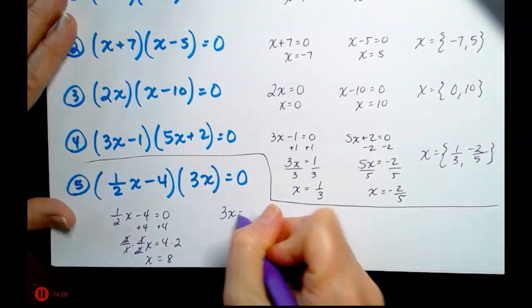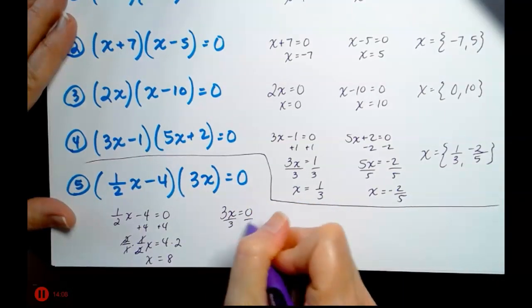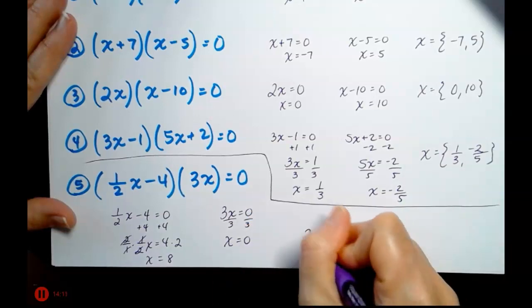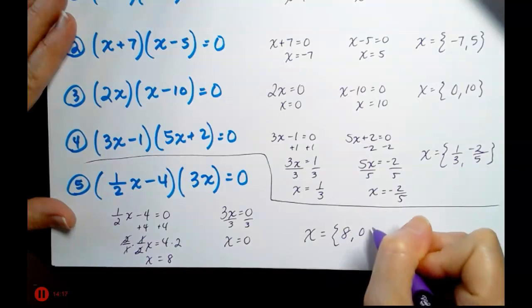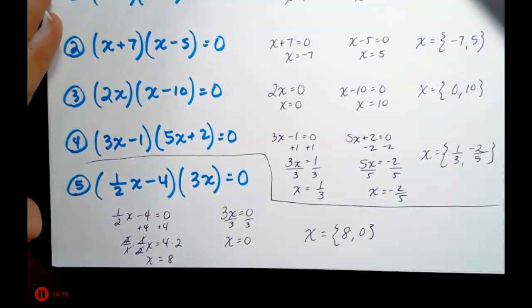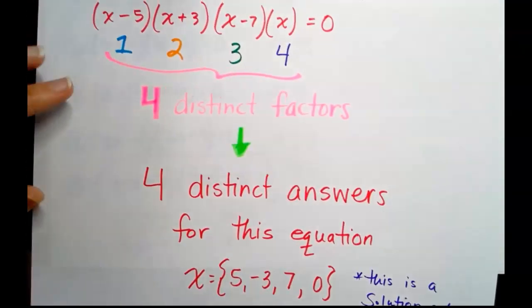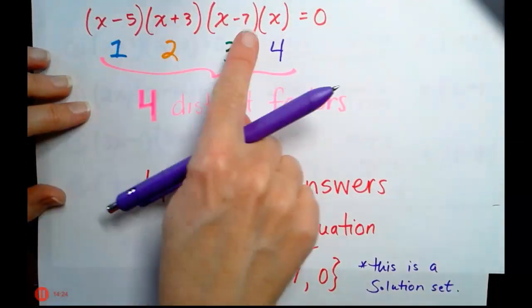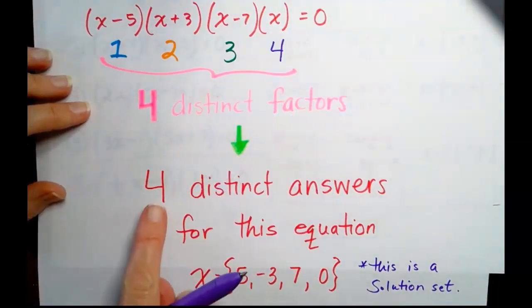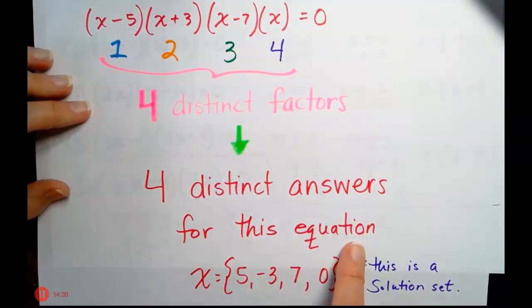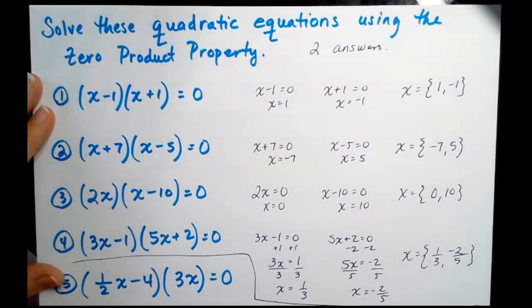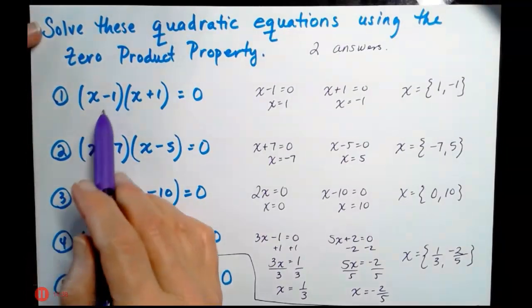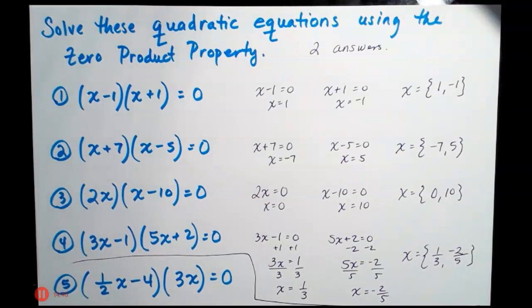Second factor, 3x equals 0. Divide by 3, x equals 0. So our solution set for number 5 contains 8 and 0. So once again, let me remind you that our number of distinct factors are going to give us our number of distinct answers for an equation. And since we were just looking at all quadratic equations with distinct factors, distinct meaning different, we're getting distinct answers for those quadratic equations.